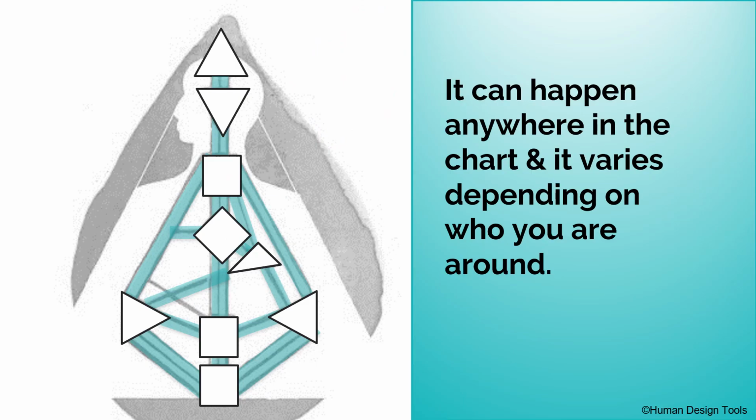It can happen anywhere in the chart, and it varies depending on who you're around. This is why you might feel differently when you're around different people, and maybe have an easier time talking about something or feeling something when you're around a different person.